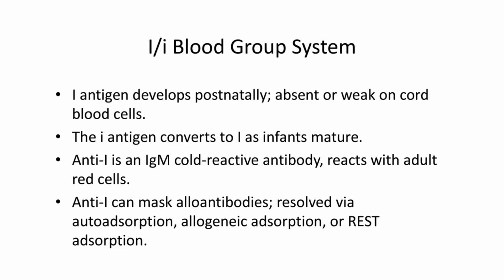To remove anti-I and uncover underlying alloantibodies, several techniques may be used. Autoadsorption, which is appropriate if the patient has not been recently transfused. Allogeneic adsorption, using donor cells. Rest adsorption, which involves using IgG antihuman globulin instead of a polyspecific reagent during pre-warming. However, this method must be used with caution, as it can reduce the activity of some clinically significant antibodies or cause weak antibodies to be missed.